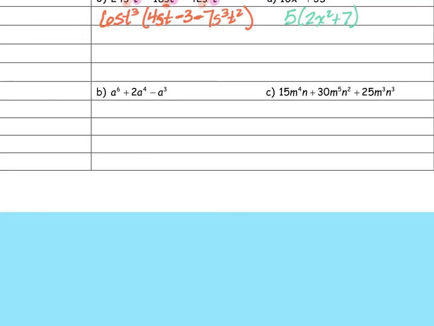So I'm going to look at the variables because the only thing B has in common is all the A's, right? So I'm going to look at all 3 of them. So I have A to the 6 here. I have 6 A's here, 4 A's here, and 3 A's here. So in order to factor out something, I have to have that number in each one of them. That amount in each one.